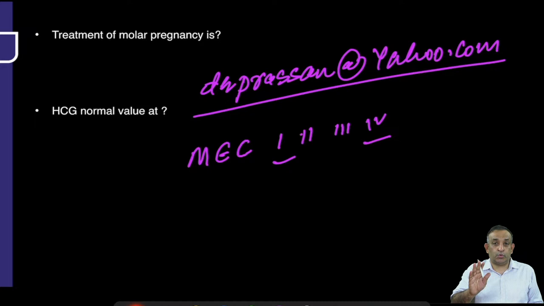It is given in most of your books. Previous ectopic, IUCD safe to use. Previous PID and IUCD safe to use. Current PID, obviously, you cannot put an IUCD. So these are all very straightforward. And again, I already told you nulliparity is not a contraindication for an IUCD.